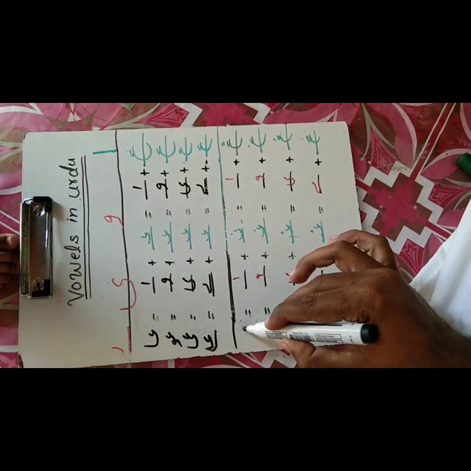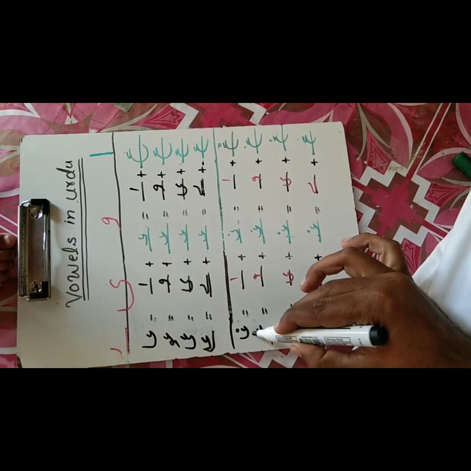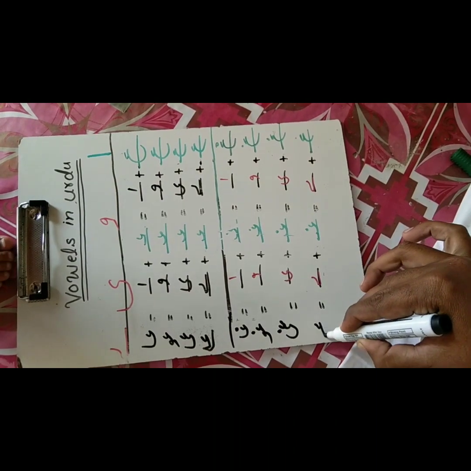Next word is gain. With alif, gain alif, ga. With wa, gain wa, go. With choti a, gain choti a, gi. With badi a, gain badi a, ga.